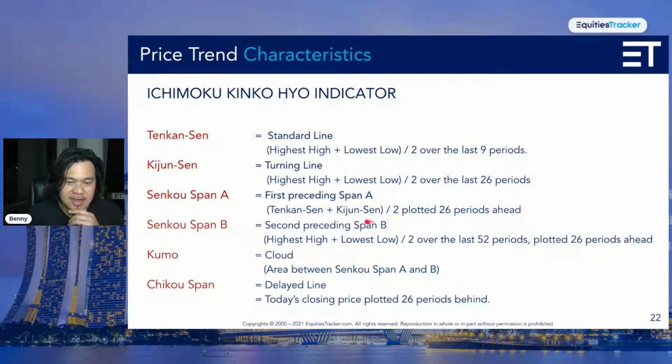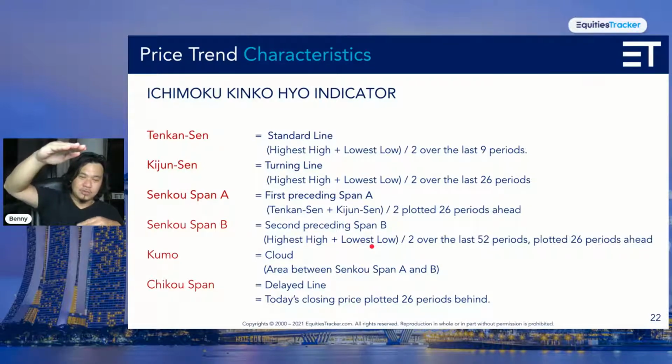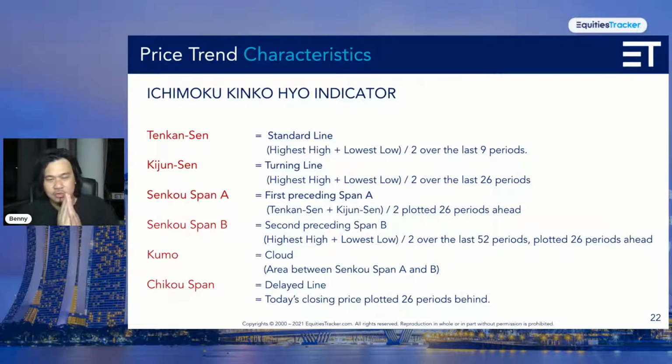Now, the second span B, or the second preceding line, is a 52-day average. So we are looking now at the midterm average. Again, the average calculation is simple, right? You take the highest high and the lowest low, that means the highest point and the lowest point over the past 52 days. You divide by 2 to get the average price. So it's actually a 52-day average, plotted 26 days forward ahead.